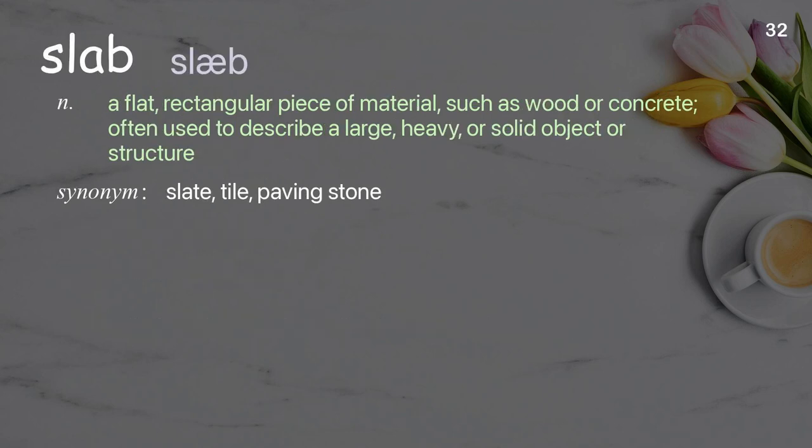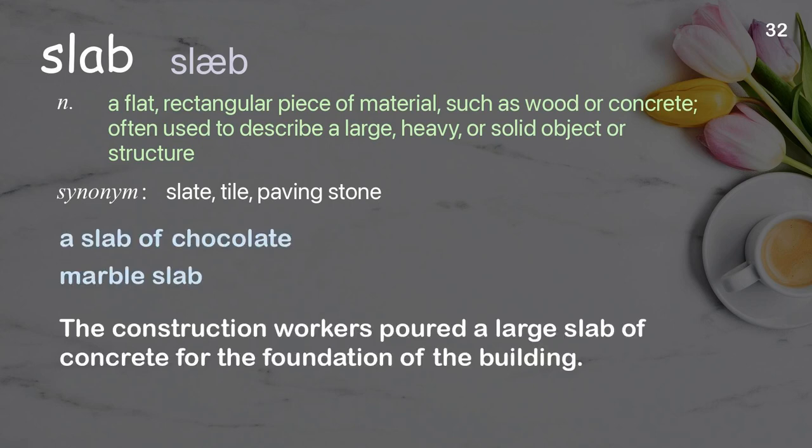Slab: a flat, rectangular piece of material, such as wood or concrete, often used to describe a large, heavy, or solid object or structure. Examples: a slab of chocolate, marble slab. The construction workers poured a large slab of concrete for the foundation of the building.